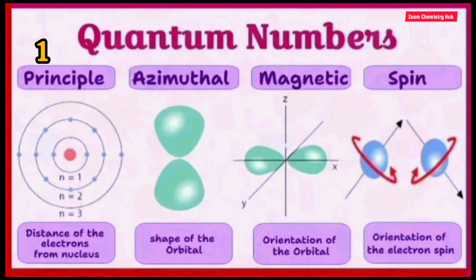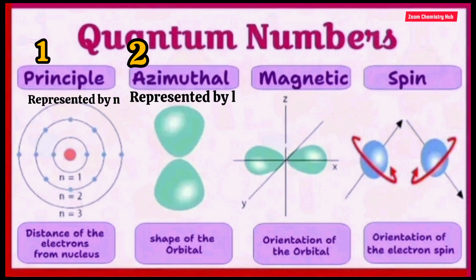First, principal quantum number. It is represented by small n and it describes the energy level or the shell of an electron. Second, azimuthal quantum number. It is represented by small l. It describes the orbital shape and is related to the angular momentum.